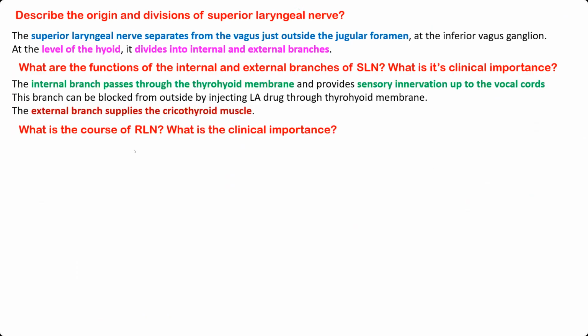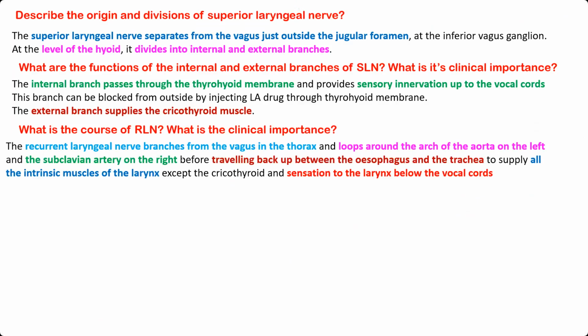What is the course of recurrent laryngeal nerve, which is the other major nerve supplying almost all the intrinsic muscles of the larynx? And what is the clinical importance? The left recurrent laryngeal arches along the arch of aorta. Both sides? Left alone. And right around the subclavian. Subclavian, fantastic. So the recurrent laryngeal branches again from the vagus, but in the thorax, whereas the superior laryngeal arises from the vagus at the jugular foramen as soon as it comes out of the skull.